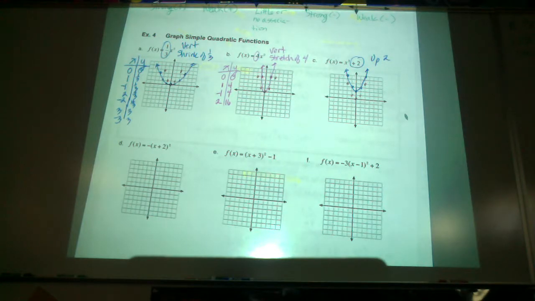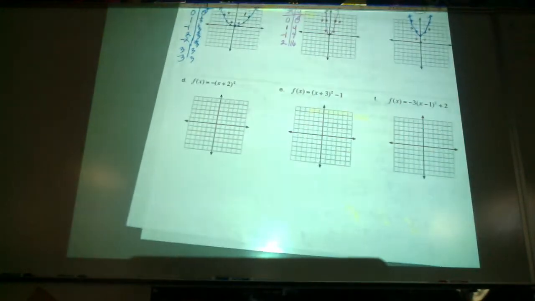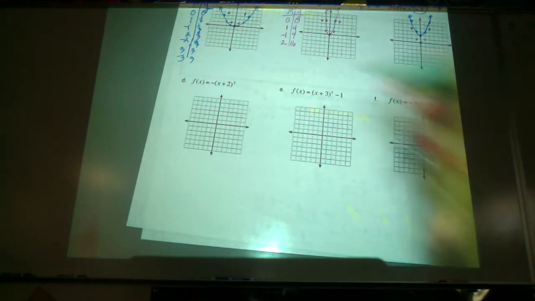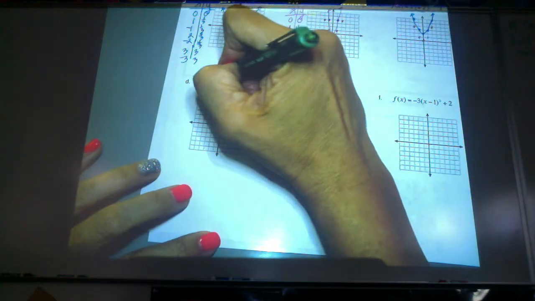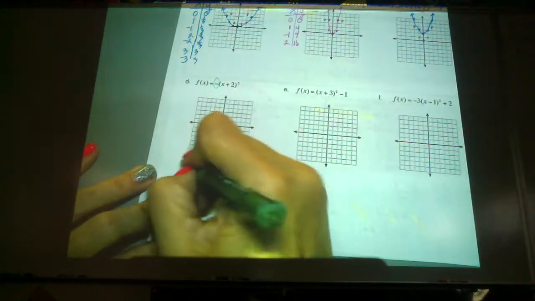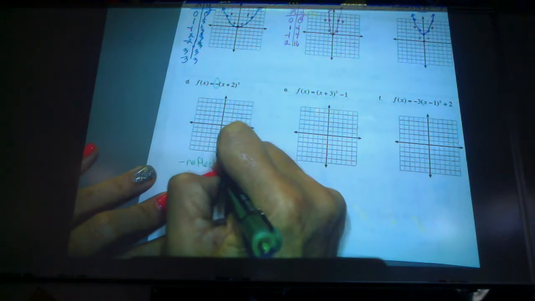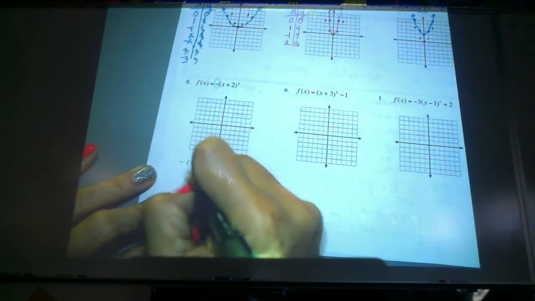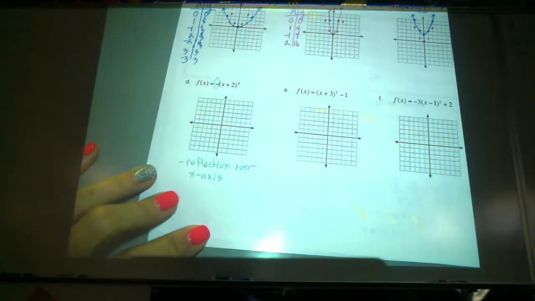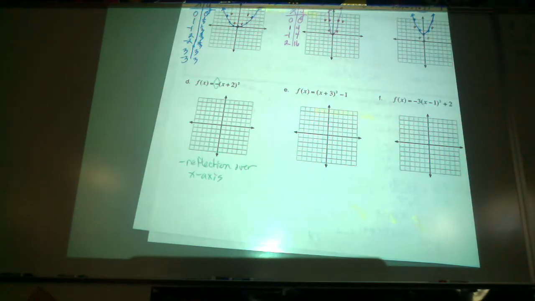We like ones without vertical stretches and shrinks. Much easier to deal with. All right, then the 3 down below have multiple translations. Let's look to see what happens there. So D. What's this negative here doing? So reflection over the x-axis. That's the last thing I'm going to do, by the way, is reflect it over the x-axis.